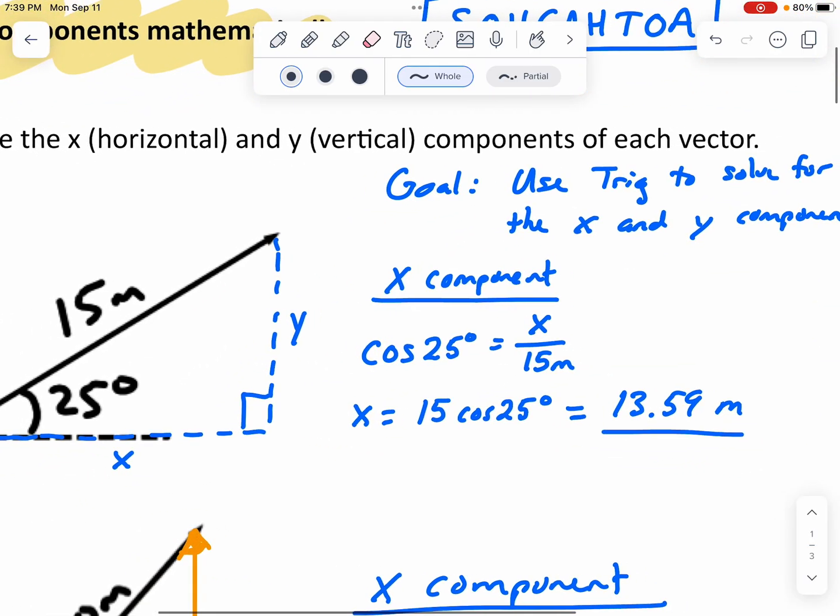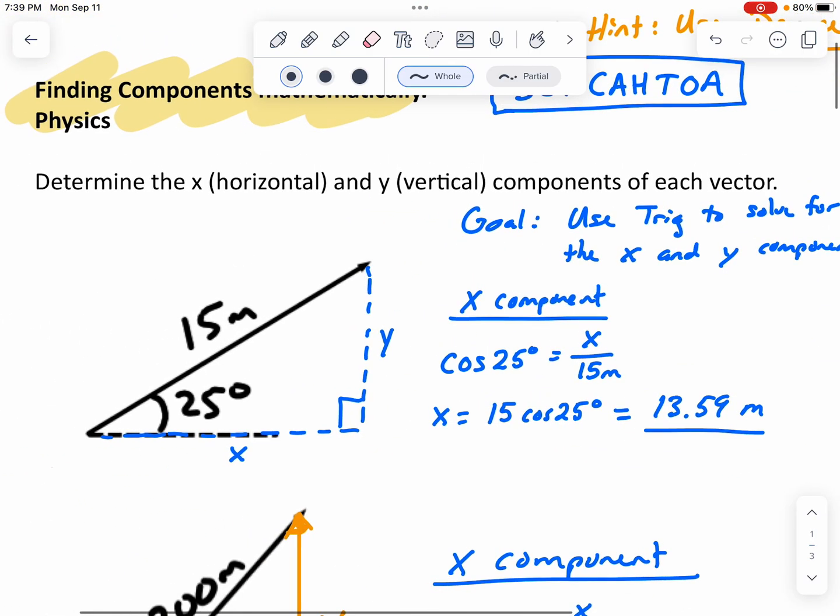In this case, the x component, we're going to solve that first, knowing that we're solving for an adjacent side. X is adjacent to my angle, and I'm going to then take the cosine of 25 degrees, which is equal to the adjacent over the hypotenuse, so x over 15. Solving for x takes 15 times the cosine 25. Now, you have to be really careful. Set your calculator to degrees. If it's not in degrees, you may get a wrong answer, so double check that.